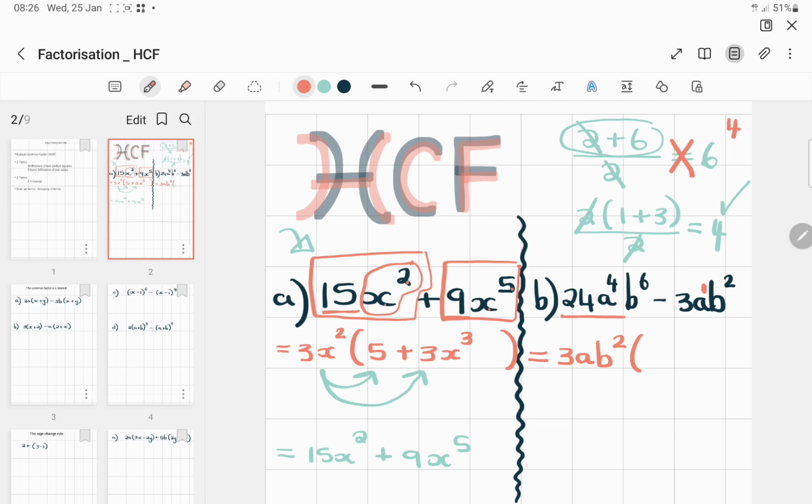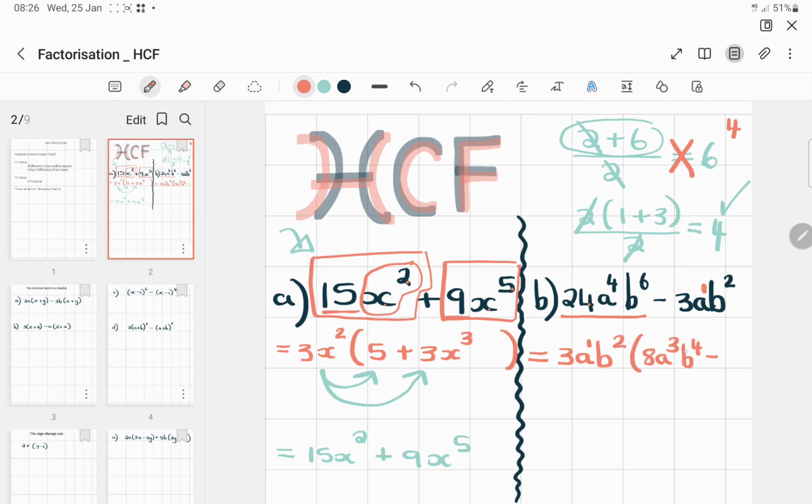And now you're going to take each term and divide it with what you've taken out. So 24 divided by 3 gives you 8. A to the power 4 divided by a to the power 1 gives you a to the power 3. B to the power 6 divided by b to the power 2 gives you b to the power 4. You subtract the exponents. The 3 divided by 3 falls away, a divided by a falls away, b squared divided by b squared falls away.